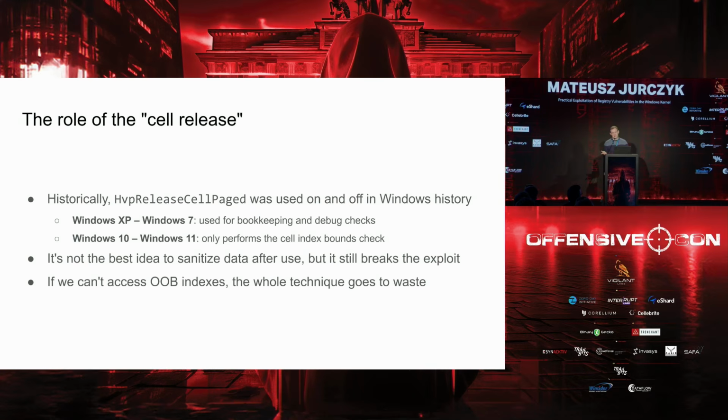Then it didn't exist at all in Windows 8, and in Windows 10 and 11, the only thing it does is perform this annoying bounds check that we really don't like. And of course, it's kind of counterintuitive that this check is performed only after actually using the cell index. It doesn't really make much sense, but it still breaks the exploit, so it is kind of effective. And of course, if we cannot access out-of-bounds indexes, then the whole technique goes to waste.